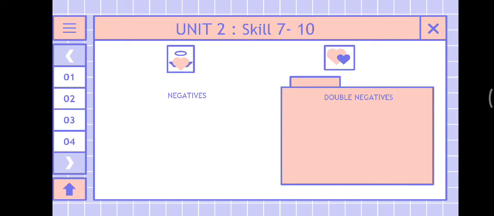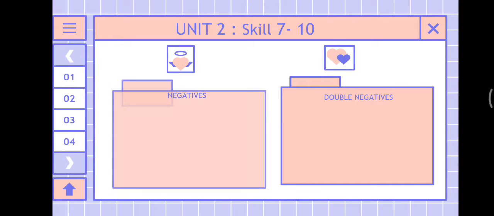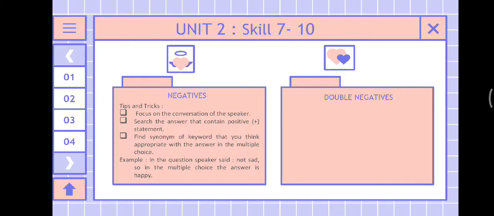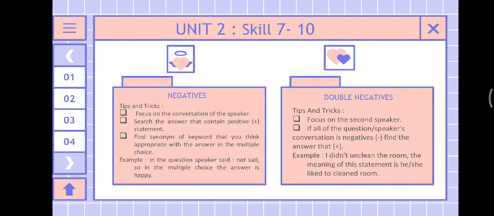Next, Unit 2, Skill 7 until 10. Negatives. Tips and tricks to answer negatives. Focus on the conversation of the speaker, and then search for the answer that contains a positive statement. Find synonyms of the keyword that you think is appropriate with the answer in the multiple choice. For example, if the speaker said not sad, in the multiple choice the answer is happy.